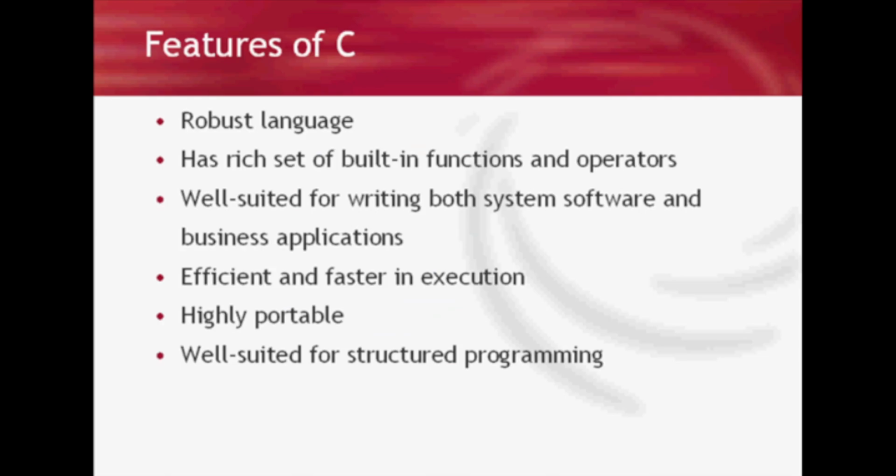Features of C language. C is a robust language which can be used to write any complex programs. C has a rich set of built-in functions and operators. It is well suited for writing both system software and business applications. It is efficient and faster in execution. C is a highly portable language, well suited for structured programming. It also supports dynamic memory allocation.